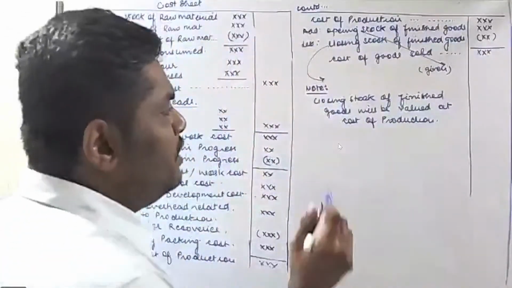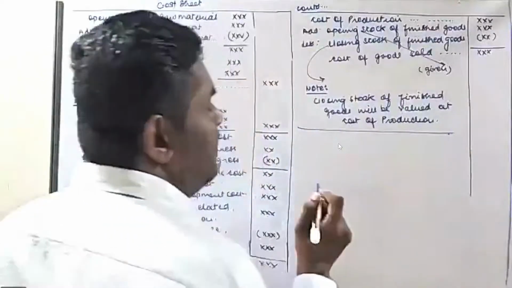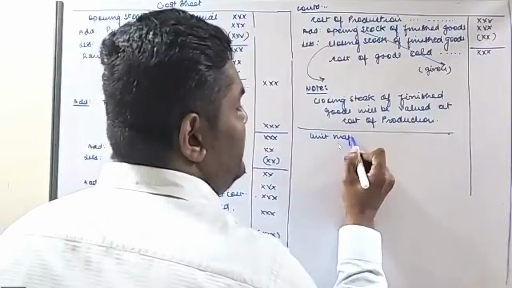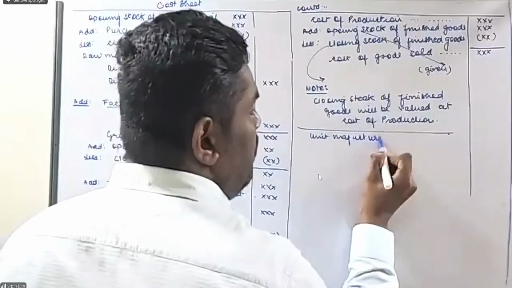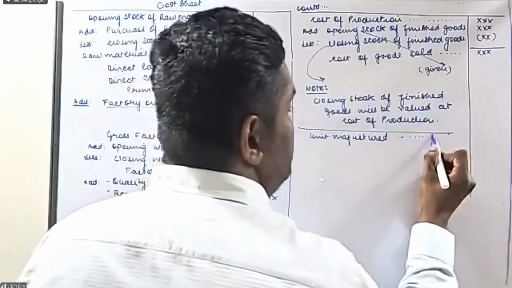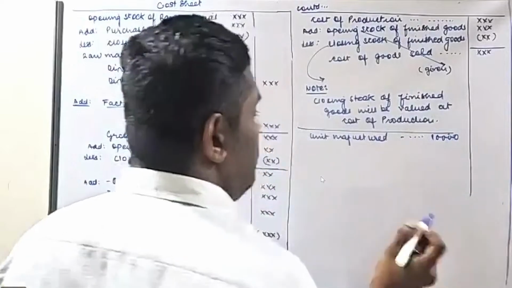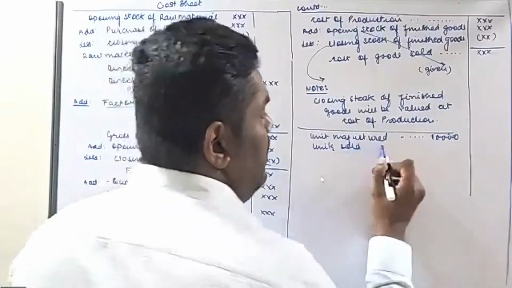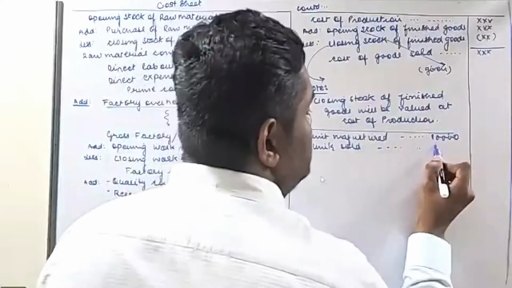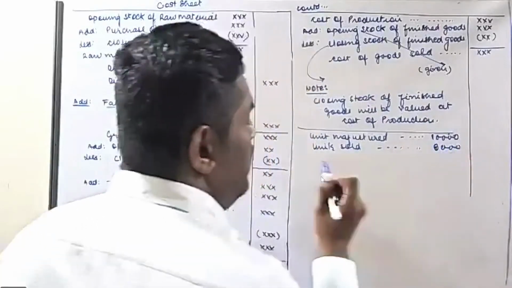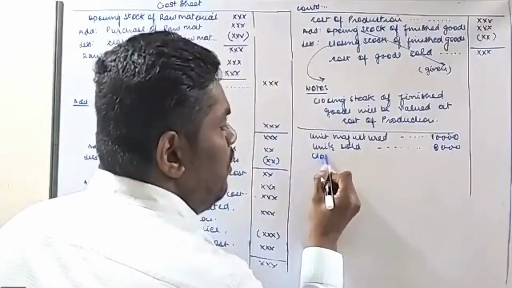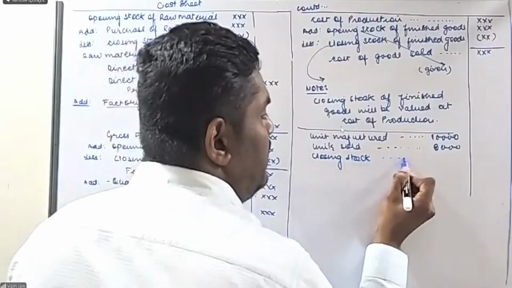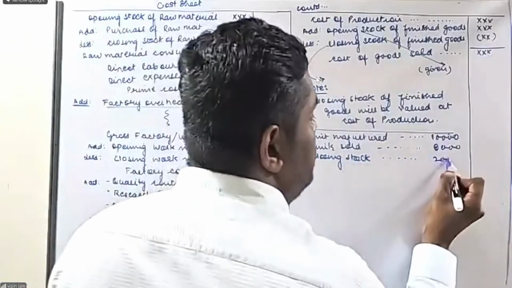Let me discuss this concept with the help of an example wherein let's say units manufactured, let's say 10,000 units. Units sold, let's say 8,000 units are sold. So closing stock is 2,000 units.